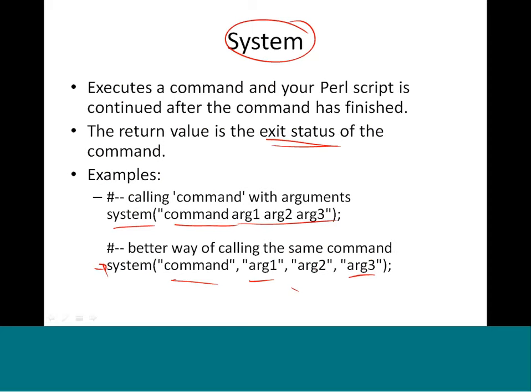The system command executes the command, but it continues from where it left off, until the Perl script itself is finished. But the return code is actually the exit status of the command. It's not the output of the command, but just the exit status, which is true or false. So you have to use it with a pinch of salt here. If you don't want any output coming from the particular command to be further processed, then you can use a system call.